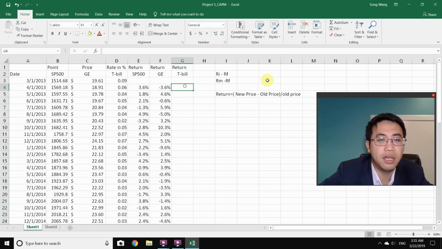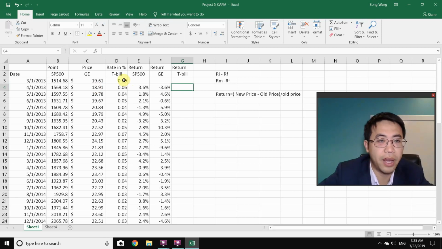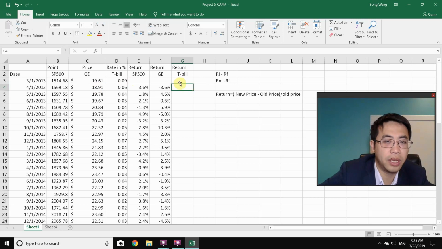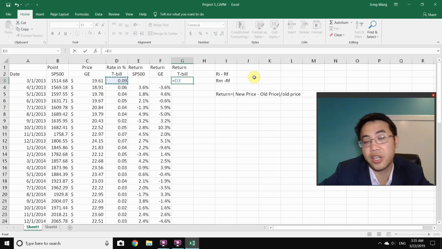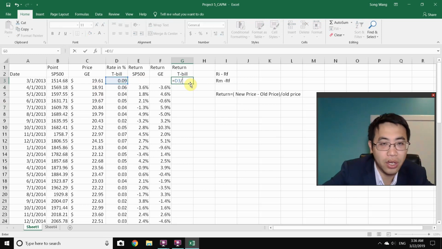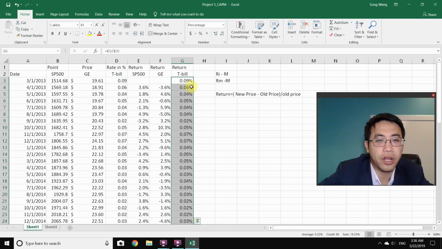Okay, and for the T-bill, it is already a percentage as I downloaded from the Federal Reserve Bank. The thing is, I want it to be in percentage format as well, so this should be 0.09% per year. Okay, not 9%. You know, 0.09 is the numerical format for 9%, but it's really not 9%. That's just so big. So I need to divide this by 100. And then I change the format to percentage with 2 decimals, and then I drag it all the way down or double click. So these are the annual returns.